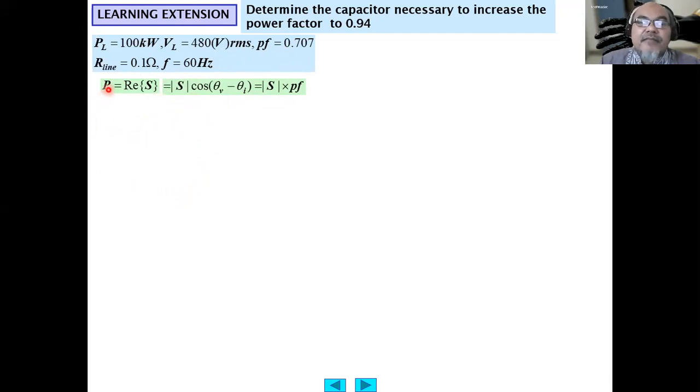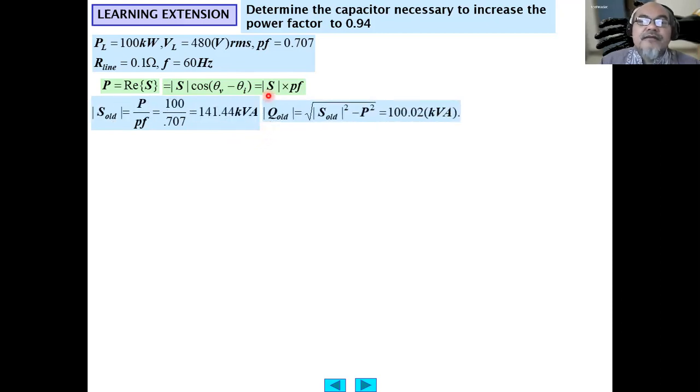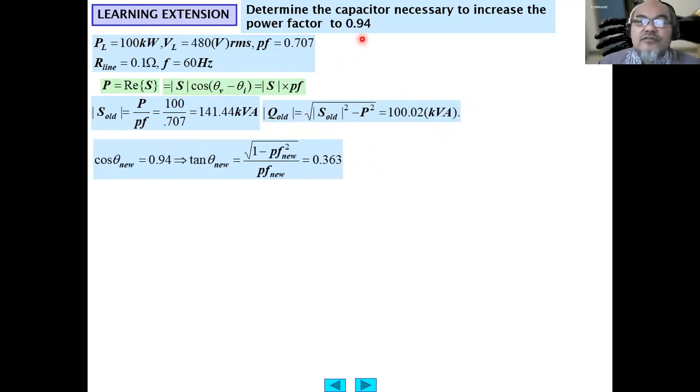the complex power. The complex power will be equal to the P divided by the power factor. 100 kilowatt divided by 0.707, you obtain 141.44 kilovolt ampere. Then we obtain the Q old. The Q old will be equal to, from Pythagoras, the square root of the S, this value squared, minus the value 100 kilowatt squared. We obtain 100.02 kilovolt ampere.